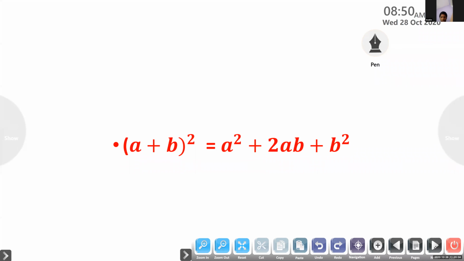Did you write? Yes. Then read once again. (a + b) the whole square is equal to a square plus 2ab plus b square. Say once, very good. Once again: (a + b) the whole square equal to a square plus 2ab plus b square.